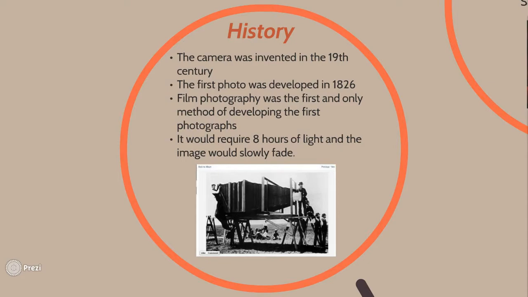History of film photography. The first camera was invented in the 19th century. The first photo was developed in 1826. Film photography was the first and only method of developing the first photos. It would require 8 hours of light and the image would slowly fade over time. This is a picture of the very first camera.